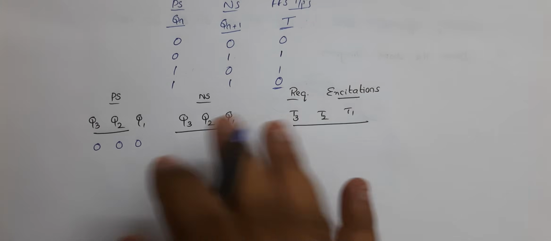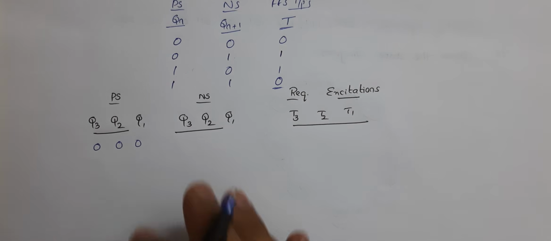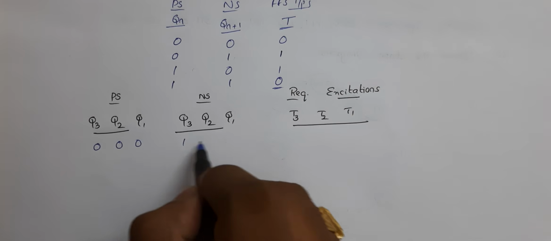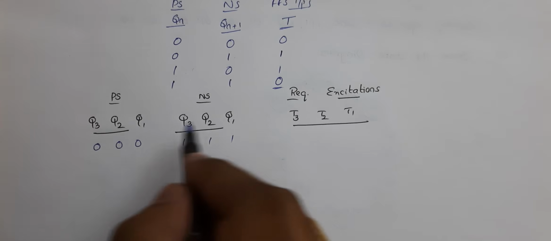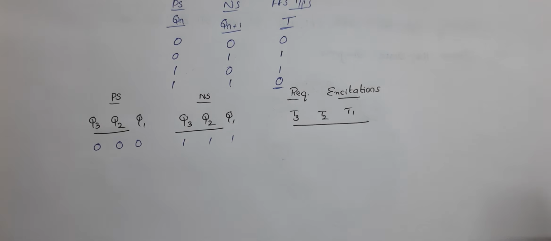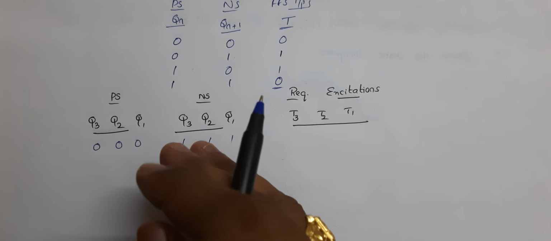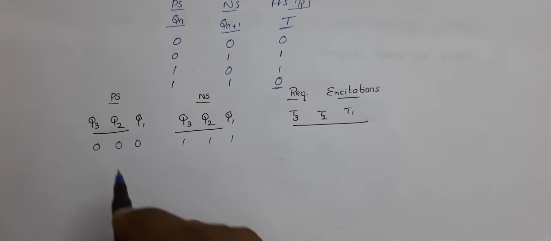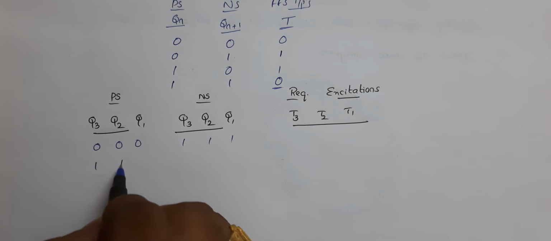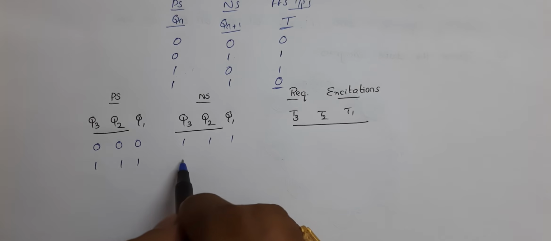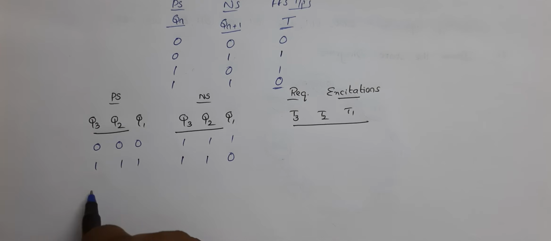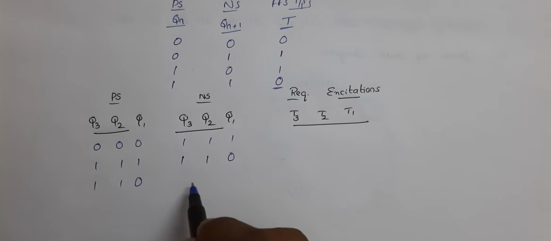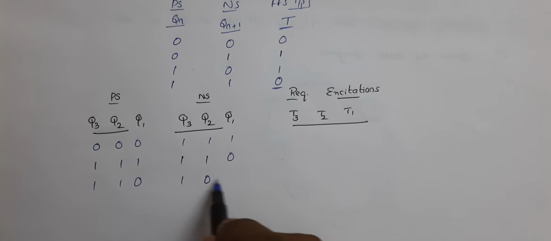Okay, after applying the inputs, the next state output should be what? 1, 1, 1. Why? Because it is a down counting sequence. So it starts with 0 and the counter, which is operating in the downward direction, is decreasing. So 0 and then 7. If it is 1, 1, 1, that is 7, and the next state output is 1, 1, 0. Why? Because 7, 6. And if it is 1, 1, 0, the next state is 1, 0, 1. Like this way we are writing all these things.